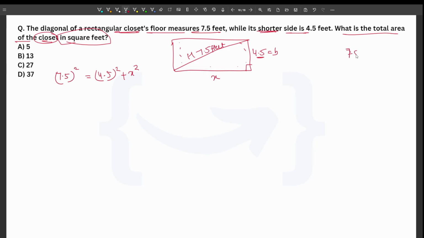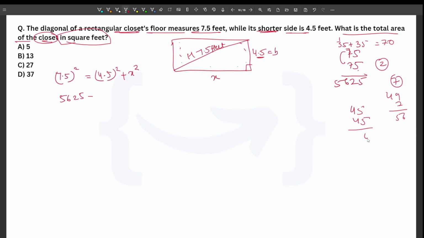So again, the Vedic math formula, which is 75 by 75: 5 5s are 25, 5, 2 carry. Then 7 5s are 35, so 35 plus 5 7s are 35. So 5 plus 5 is 10, 3 plus 3 is 6, which is 72. Again, 7 is the common, 7 7s are 49, 49 plus 7 will give you 56. So it will become 5625. And minus 4.5 square: 45, 5 5s are 25, 10 5s... so 2 will be the remainder.